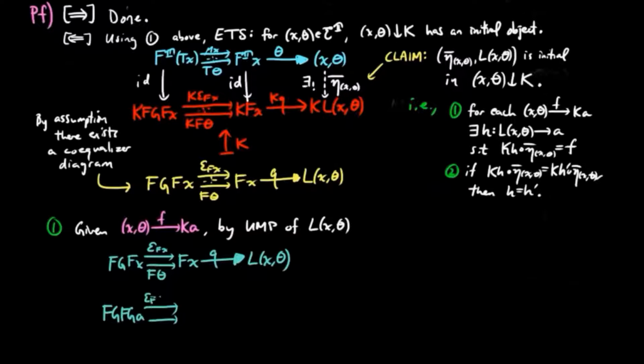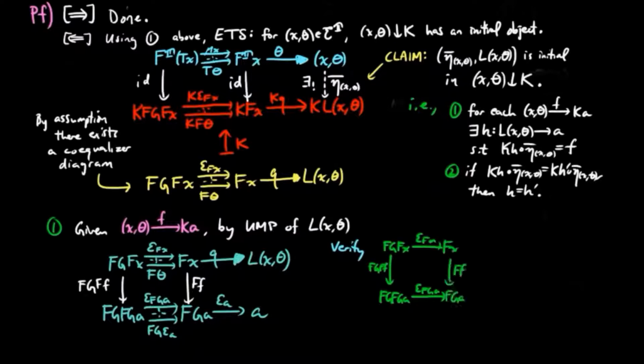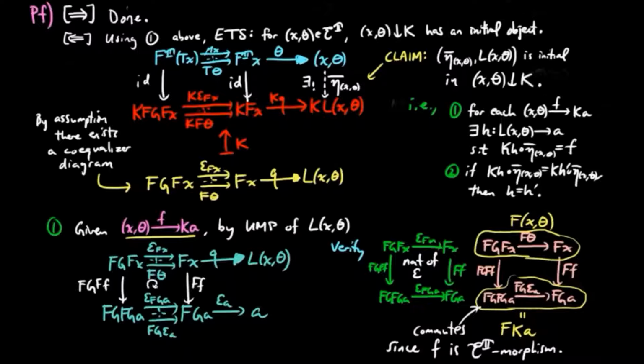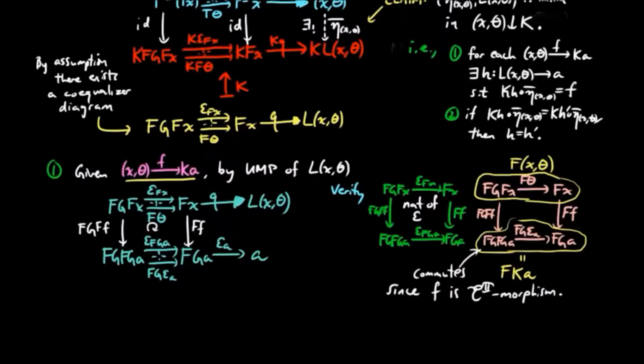To do this, we construct a morphism FGFF and FF between parallel pairs on the left. We verify that the squares commute by naturality of epsilon on the left and the fact that F is a morphism in the Eilenberg-Moore category on the right. Then since epsilon FGA is equal to epsilon A FG epsilon A, by naturality of epsilon, this morphism of parallel pairs on the left induces a unique factorization H.